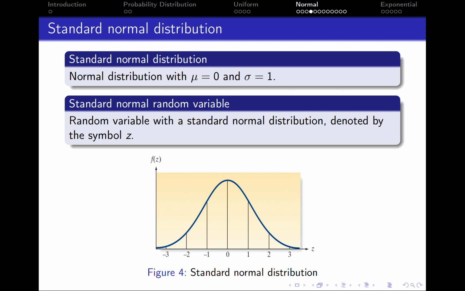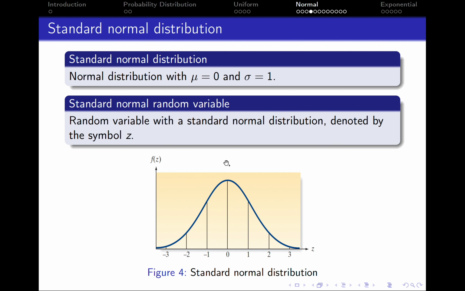A special type of normal distribution is the so-called standard normal distribution. We have a standard normal distribution when the variable's mean is equal to 0 and the standard deviation is constant and equal to 1. So a standard normal random variable is a random variable with standard normal distribution, so with the mean being equal to 0 and standard deviation being equal to 1, and this variable will be denoted by the symbol z.